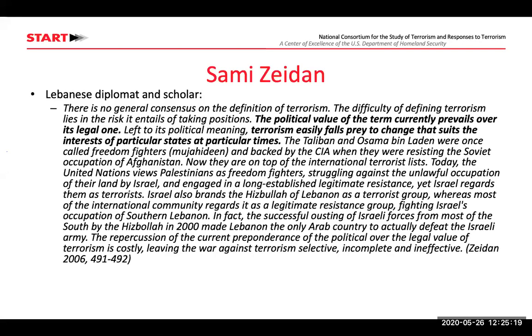So terrorism easily falls prey to change that suits the interest of a particular state at particular times. And then he goes through and outlines the ways in which different entities view different groups. One legitimate authority says that X group is a rebel group. The other legitimate authority says they are a terrorist organization, and on and on. So what we're seeing here is that this does not work in international law. This does not create a harmonious sort of reasoning by our various legitimate authorities at different levels.